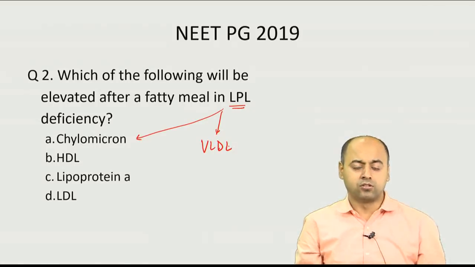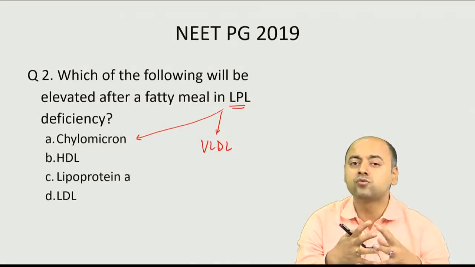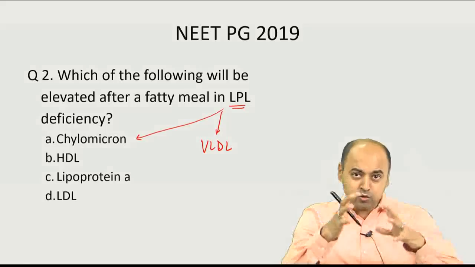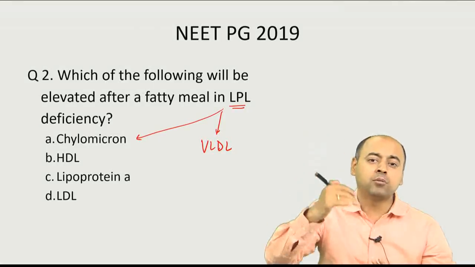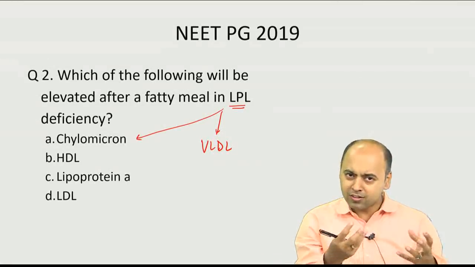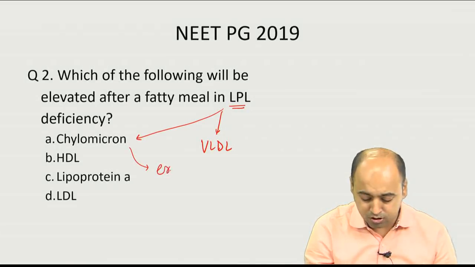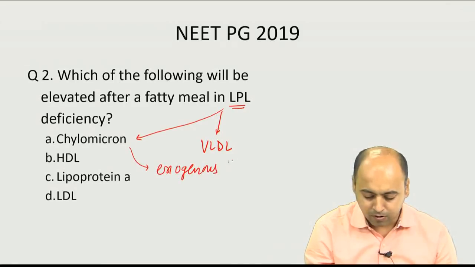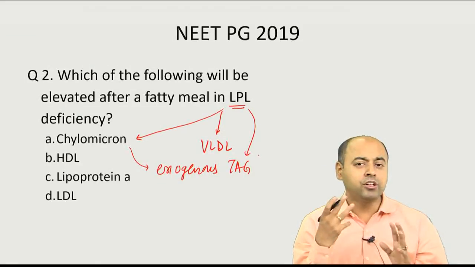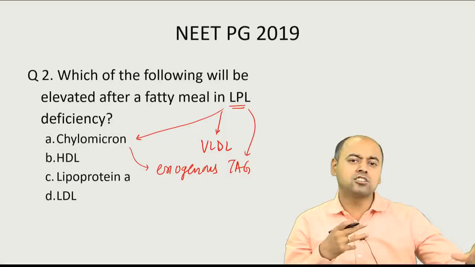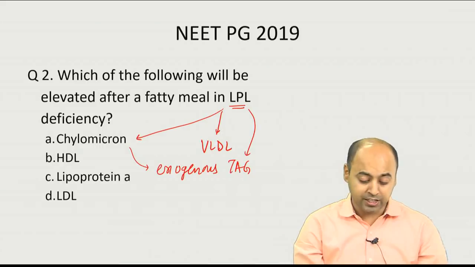Luckily, VLDL is not there in the option, so there is no confusion that if LPL is not there, whatever chylomicron is formed after the fatty meal cannot be reduced in size, it cannot be converted to chylomicron remnant. So the chylomicron will stay at elevated amount after the meal. Once we have the meal, all the lipids are secreted in the form of chylomicron. Chylomicron contains the exogenous triglycerol, which has to be metabolized via the lipoprotein lipase. So if lipoprotein lipase is not there, this exogenous triglycerol cannot be metabolized, and therefore the chylomicron will remain in the circulation for a very long time.